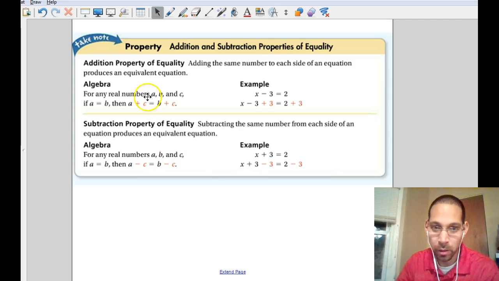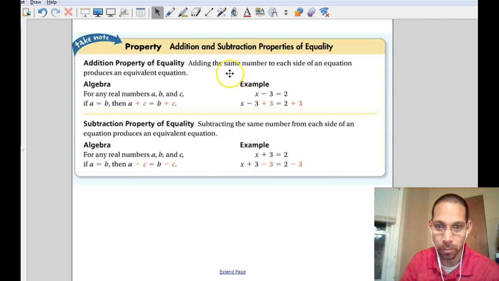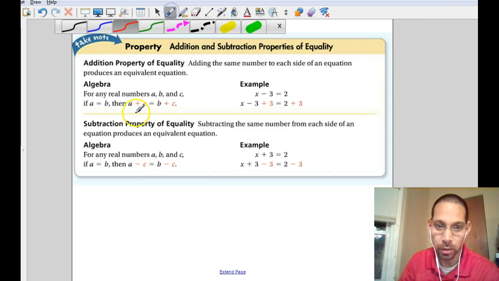Okay, what you have here is called the addition property of equality. Basically this says that no matter what you start with, if you add the same thing to both sides, it will be equivalent to what you started off with. So in this case they're adding c to both sides of the equation. They started off with a equals b and they added c to a and c to b.